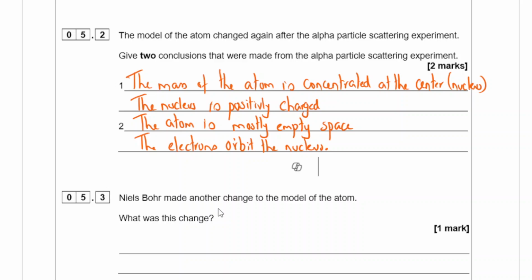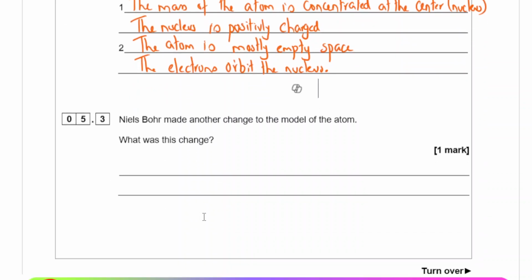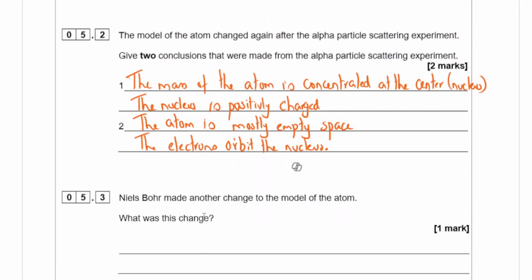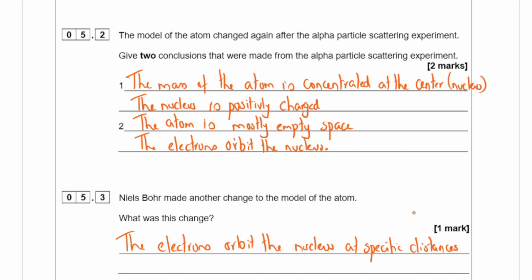Niels Bohr made another change to the model of the atom. What is this change? Right, that's the change. The electrons orbit the nucleus at specific distances, which we can refer to as energy levels or simply as shells.